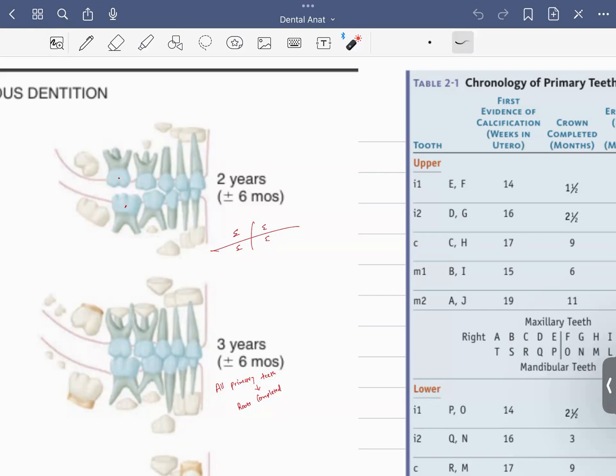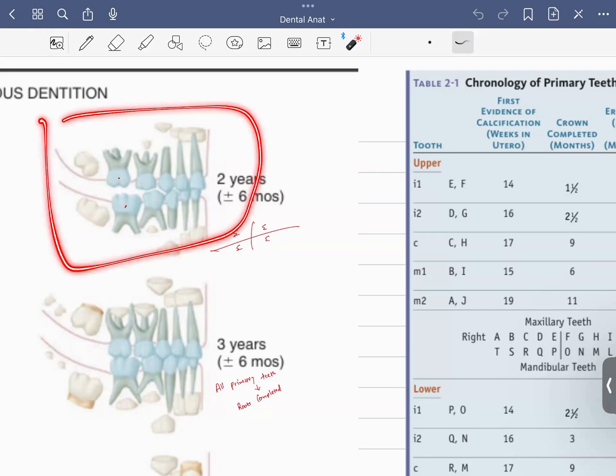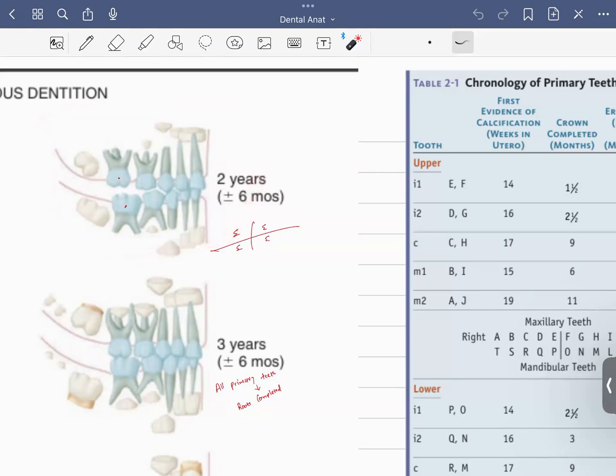Now directly this image will come. You'll get this image in question and they'll give you 4 options: 2 years plus or minus 6 months, 3 years plus or minus 6 months, and you'll have to identify. All right. So if the mandibular and maxillary second molars are erupting at the time where all other deciduous molars and canines and incisors are erupted, the age will be 2 years plus or minus 6 months.